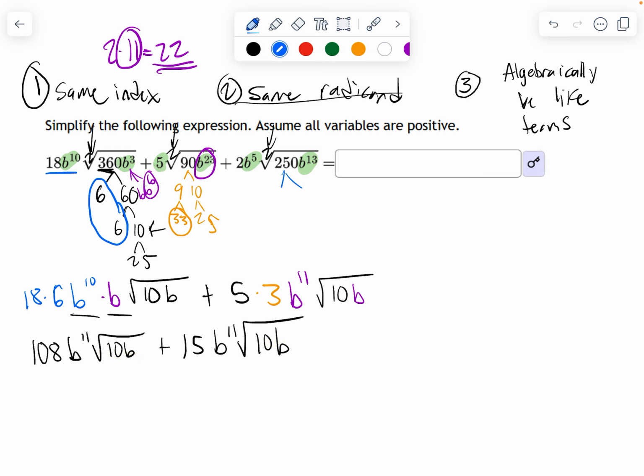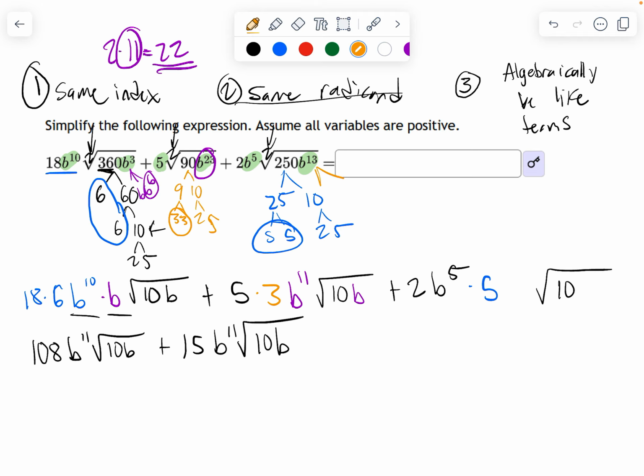All right, 250 I can already see as a 25 and 10. 25 is 5 and 5, 2 and 5 from the 10, right? So the 2 and 5 from the 10 aren't going to do anything, but I can pull a 5 out from my 25. So the 2, b to the 5th, is chilling right there. I can pull a 5 out. All right, and then that will leave behind a 10 number-wise.